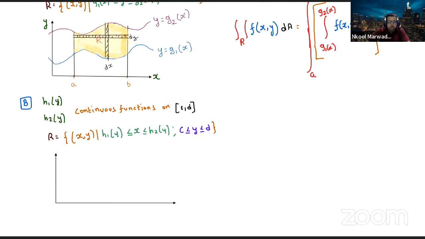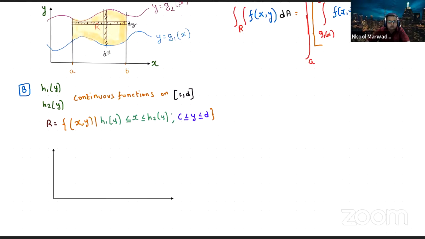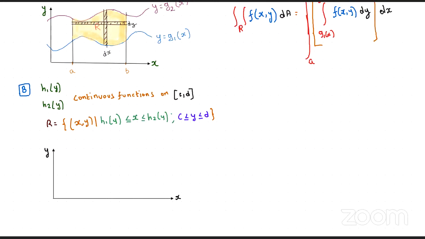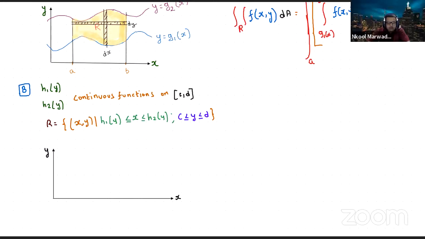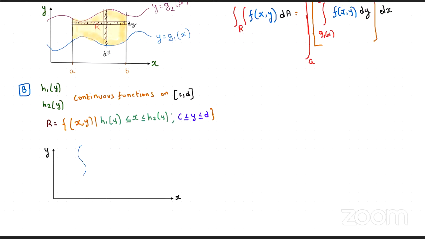Okay. Now see what I will do. This is the x axis. This is the y axis. Now similarly, I have two functions, but they are functions of y. It means that for different values of y, the function will change. So they will be something like this. Continuous. They have to be continuous. And I can have another function.